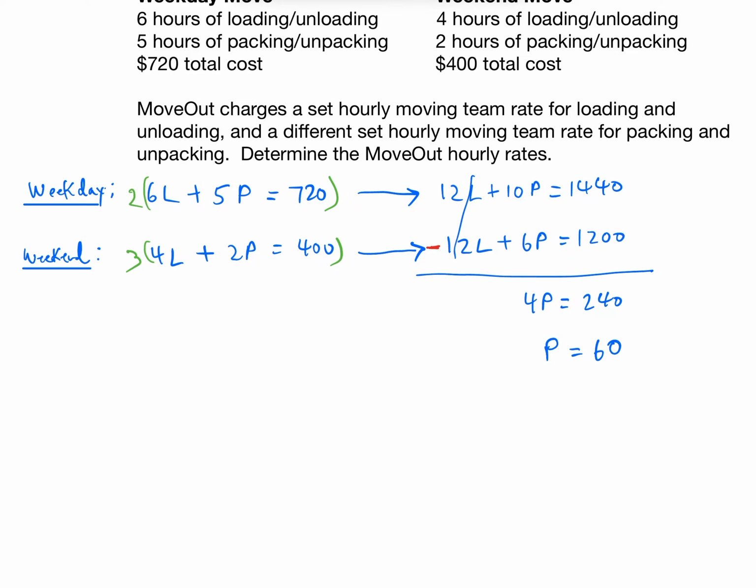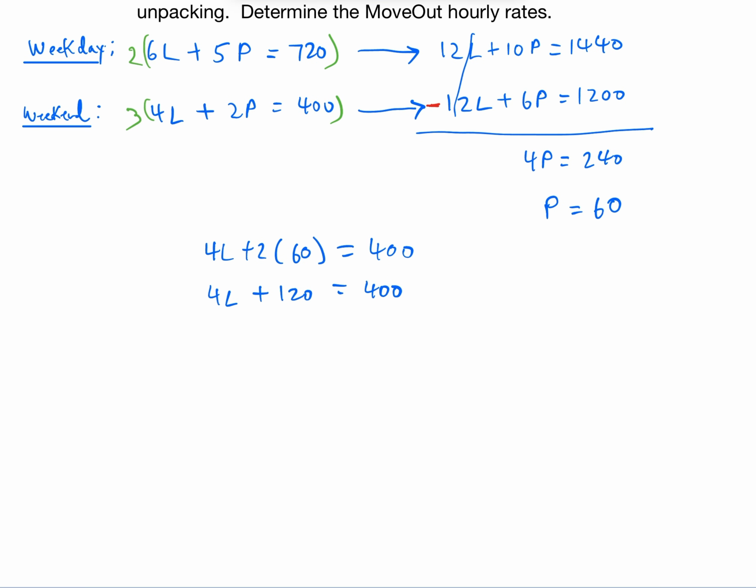Now that we know what P is, we can go ahead and plug that into either one of these equations. I'm going to pick this equation because the numbers are a little bit smaller, and I always like to operate with smaller numbers. So 4L plus 2 times 60, that's my P, that's going to equal 400. 4L plus 120 is equal to 400. We subtract 120 from both sides, and we find that 4L is equal to 280. Divide both sides by 4, and L is equal to 70.